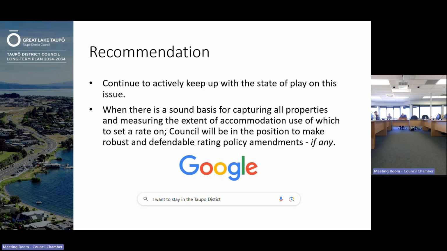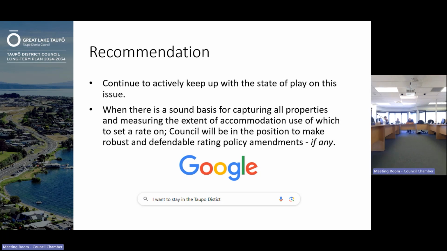So the counter argument, as Kevin would probably agree, is that I can have my people living in there full time, and they're putting as much demand on infrastructure as all these people coming and going. I suppose that's the counter argument, isn't it? That is kind of the counter argument.